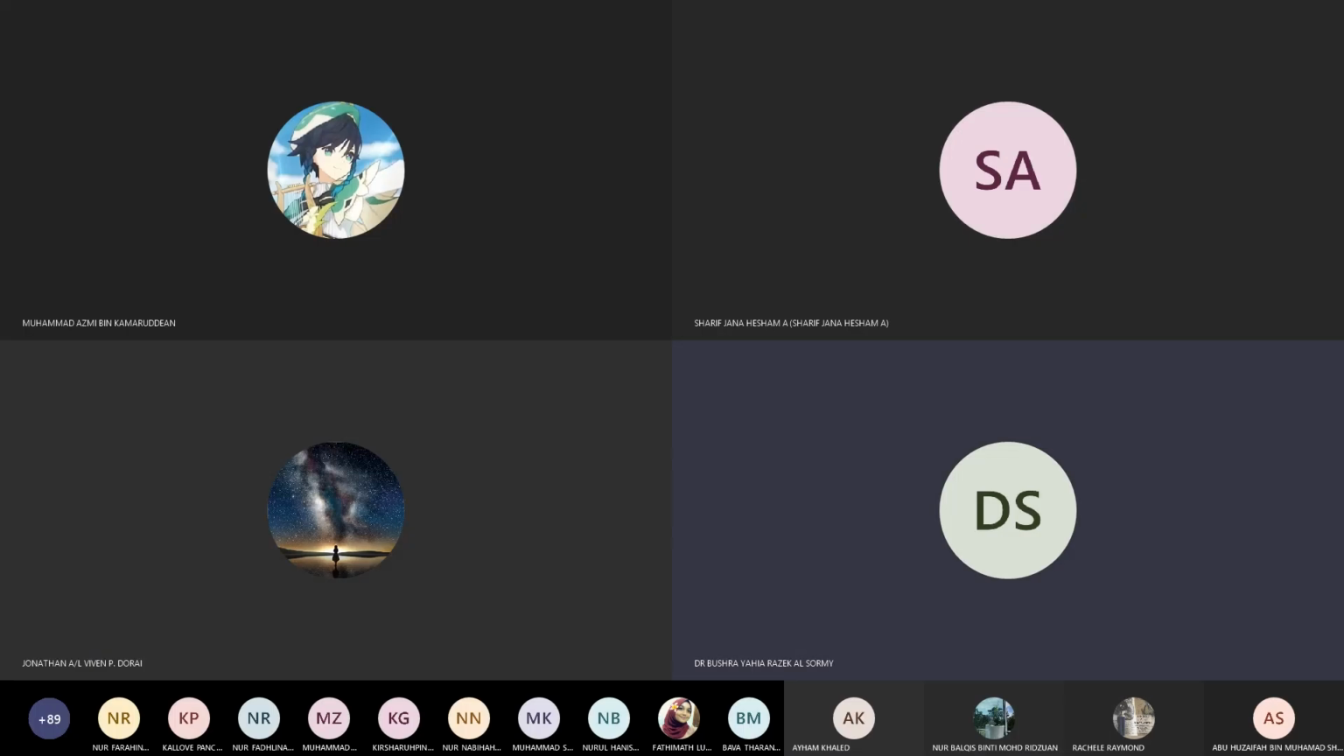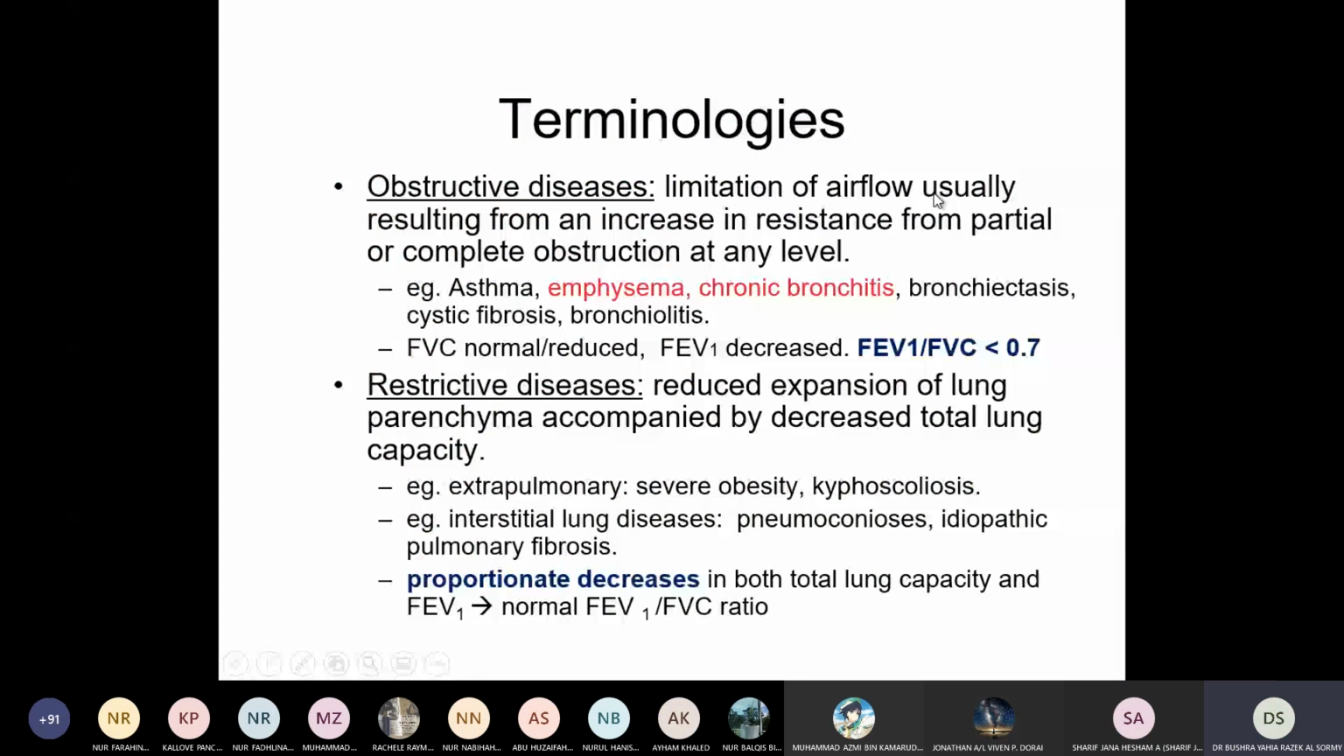I think you are familiar with this terminology of obstructive disease and restrictive disease. Obstructive is the limitation of airflow, usually resulting from an increased resistance from partial or complete obstruction at any level, like asthma, emphysema, chronic bronchitis, bronchiectasis, cystic fibrosis, bronchiolitis. So FVC normal or reduced, FEV1 decreased, so FEV1 to FVC less than 0.7. I think you have this in lung function test, isn't it?